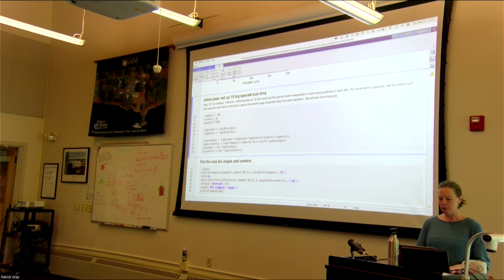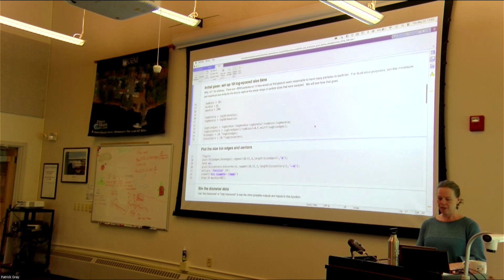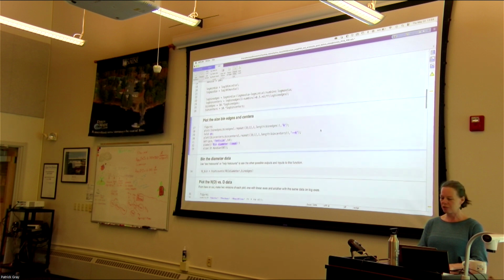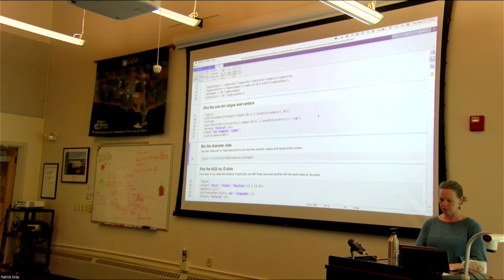I'm going to set that up in log space because we expect particle size distributions to move more at small sizes and less at larger sizes. So I'll go from 8 to 200 microns, take the log of both, find the edges and centers of those bins in log space, and then go back to linear space. I'll run this and plot what those bins look like.